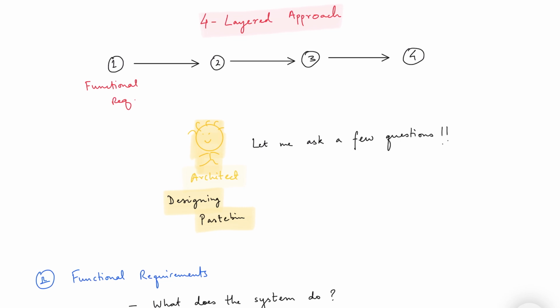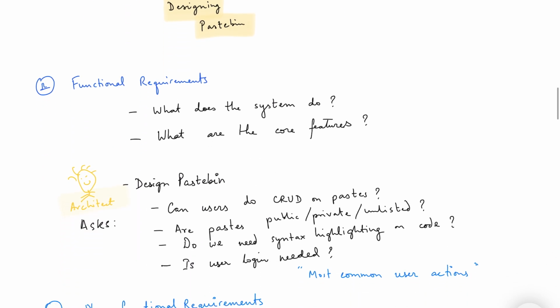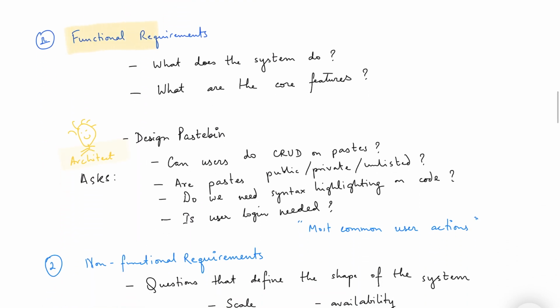The architect starts thinking, and he knows our four-layered approach. He says, okay, let me ask a few questions. So he starts asking the relevant questions. The first point is functional requirements. When talking about functional requirements, we mainly start by asking what does the system need to do. What are the core features? That is what is meant by functional requirements.